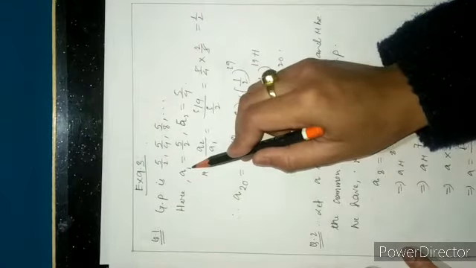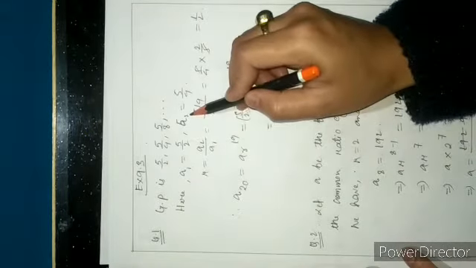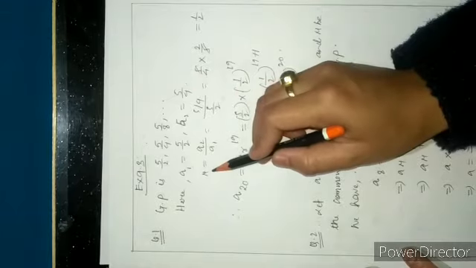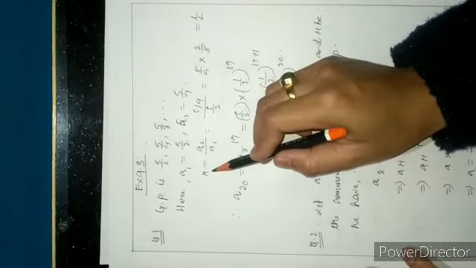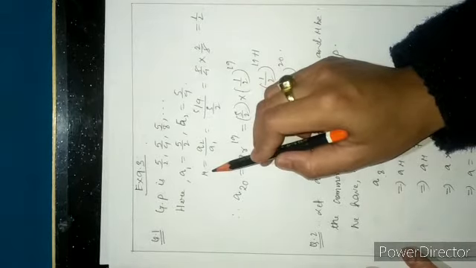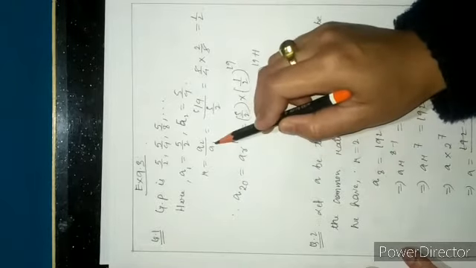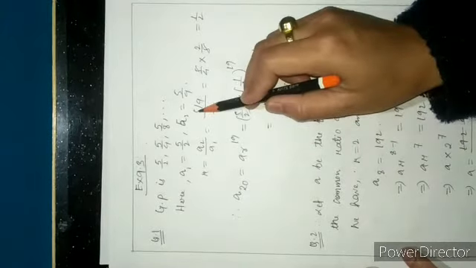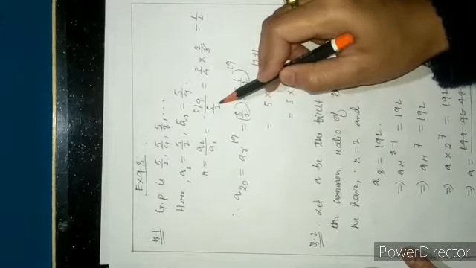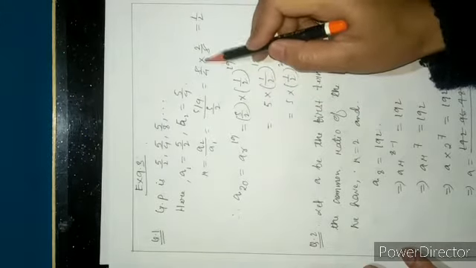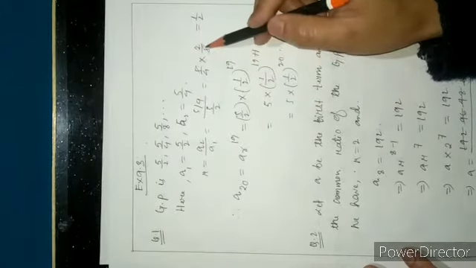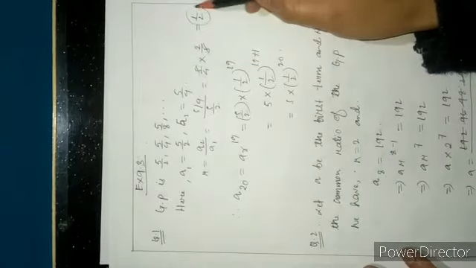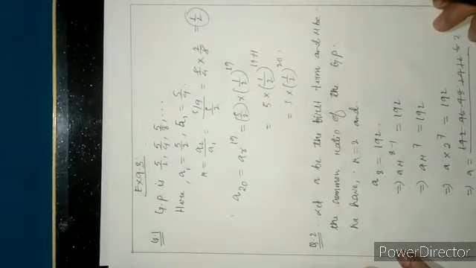The first term a1 is 5 by 2, the second term is equal to 5 by 4. Then find the common ratio. Common ratio r is given by second term divided by first term, which is equal to 5 by 4 divided by 5 by 2. And then 5 by 4 into the reciprocal, 2 by 5. 5 cancels, so the common ratio r is 1 by 2.